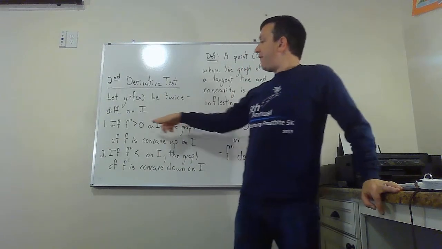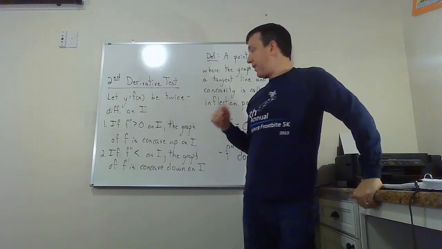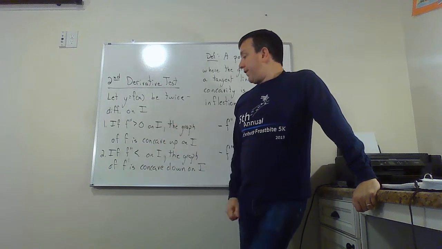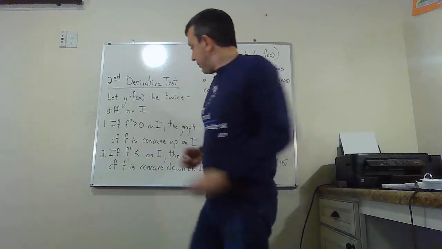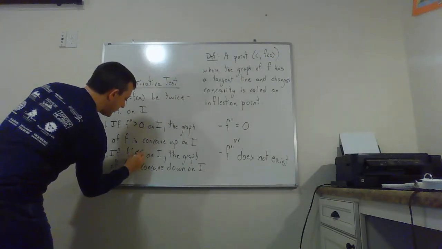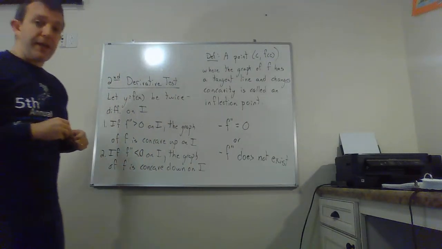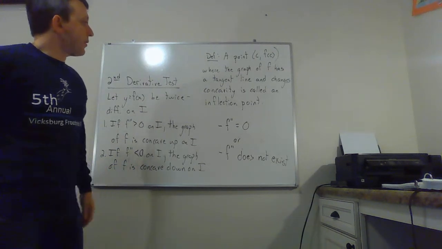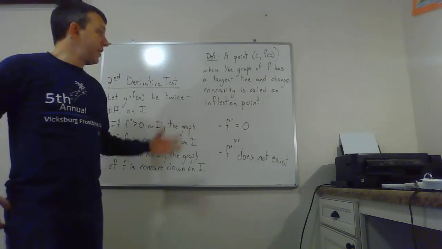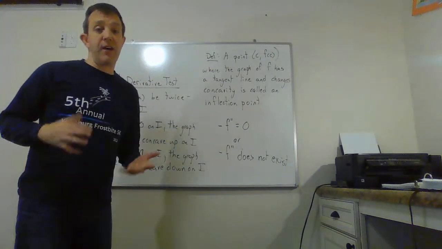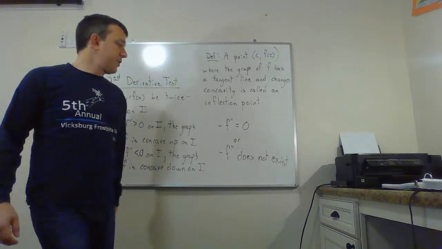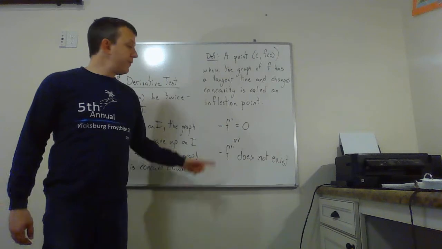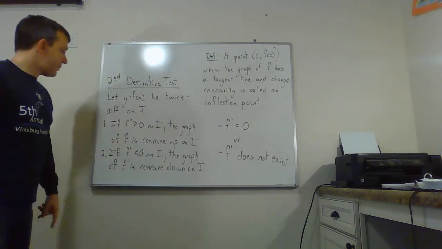Then one, if f double prime, so the second derivative, is greater than 0 on I, then the graph of f is concave up. If f double prime is less than 0 on I, the graph of f is concave down on I. And as a definition here, a point (c, f of c) where the graph of f has a tangent line and changes concavity, so it goes from concave up to concave down or vice versa, is called an inflection point. And these happen, not terribly shockingly, where that second derivative is either 0 or does not exist.